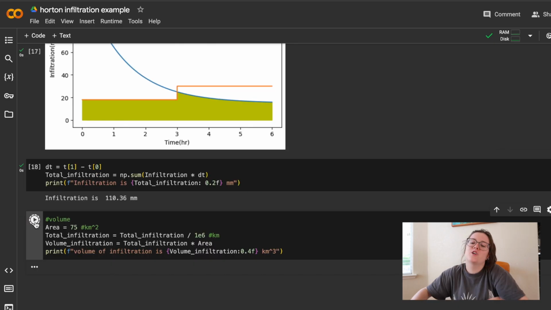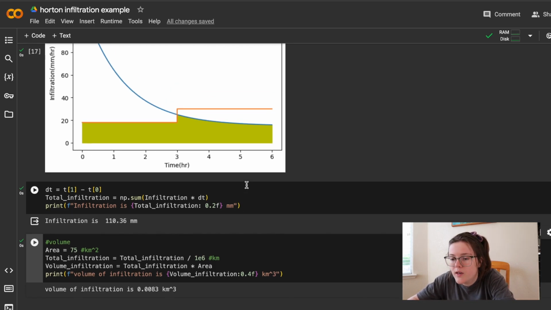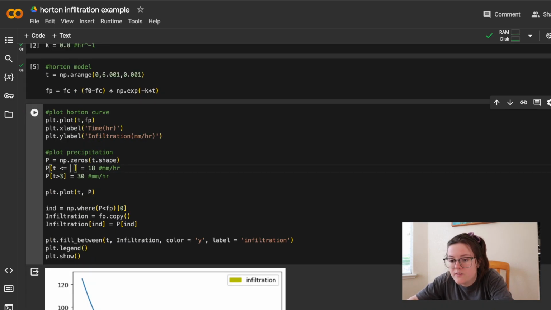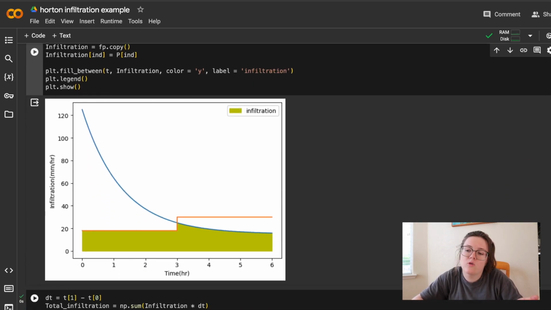Anyways, you get the picture. You can adjust the precipitation between the hours, and then you can run this code and it'll very easily calculate for you what your infiltration volume is. And you can see how this would be helpful, because if we had a different precipitation every hour and your precipitation curve starts looking like this, you can imagine doing that by hand would be quite irritating.